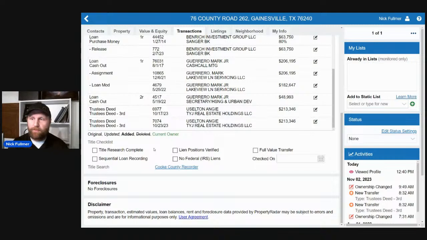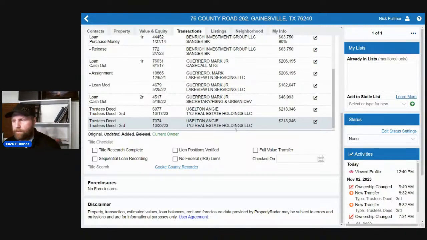I hope that makes sense. So here we've got a property that sold back in October. It sold for $213,000. Now this person said there was maybe about $40,000 overage. But here's the thing. There is no money here, and I'm going to show you how.